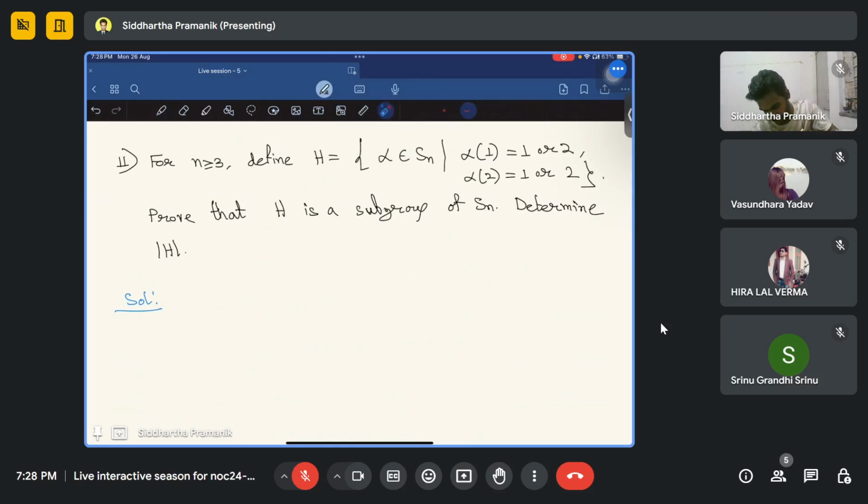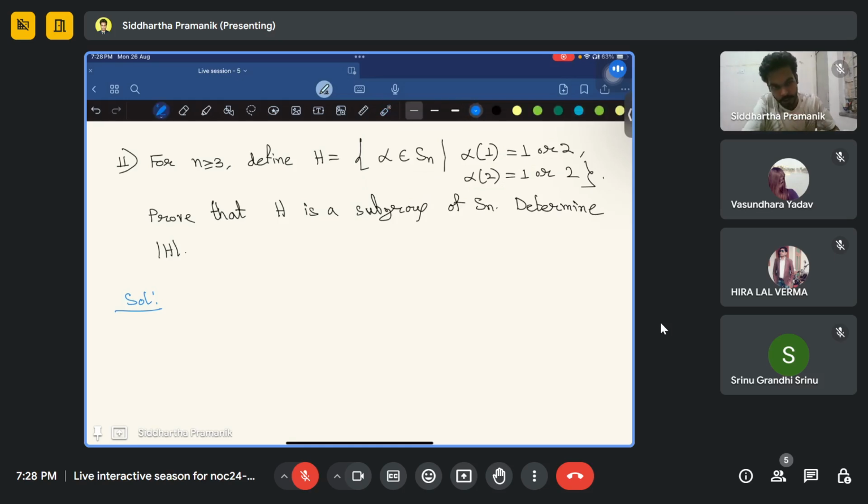Okay, so we have assumed n is greater than or equal to 3 and we have defined a set H which is a subset of Sn. So what is this set? This is the set of all permutations of Sn under which 1 goes to 1 or 2 and also 2 goes to 1 or 2. But observe that if 1 goes to 1, then 2 has to go to 2 because these are bijections, right? So that is one important observation here.